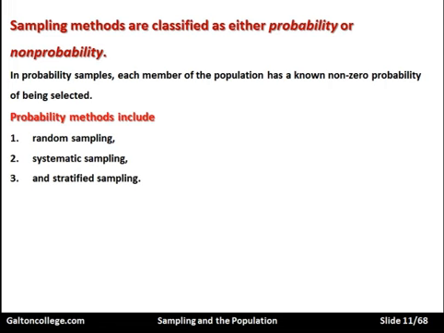Now, probability methods include random sampling, systematic sampling, and stratified sampling. And as I said earlier, these are the subject matter of other videos. But just to recall them here, we have, in this case, 3 methods of probability sampling. So these are our probability methods.